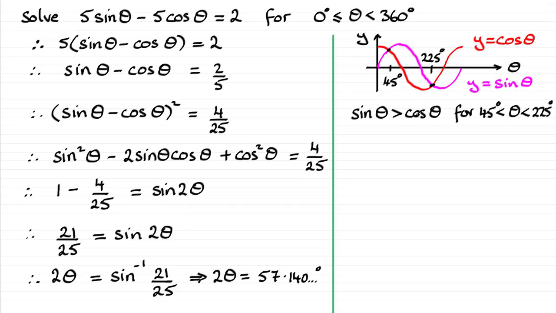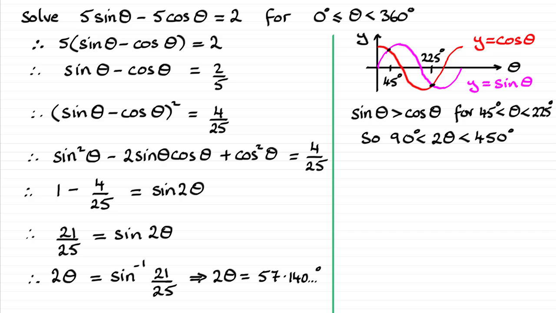And this would lead to positive results in this bracket here. So I'm looking at 2 theta. If I was to double this range here, doubling the 45 is 90 degrees, doubling theta is 2 theta, and doubling the 225 degrees is 450 degrees. So I'm looking at a range for 2 theta between 90 degrees and 450 degrees.